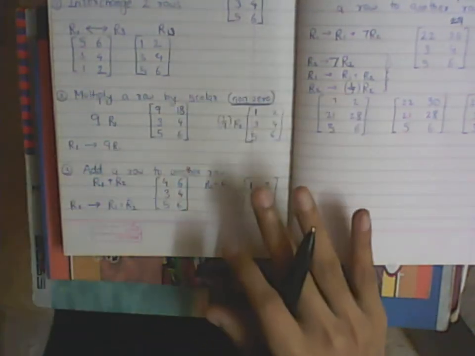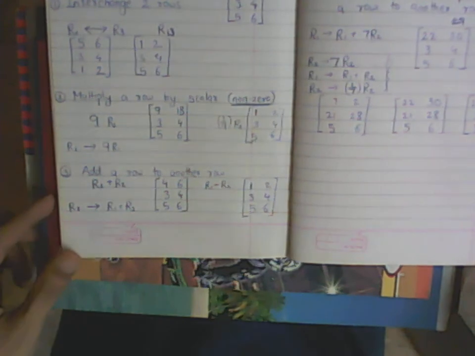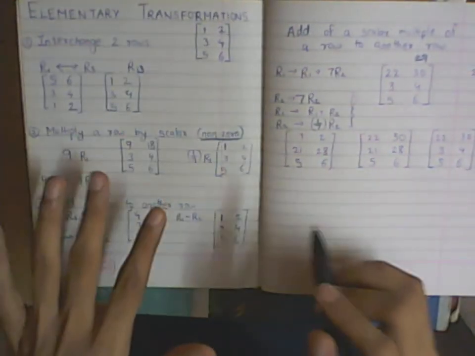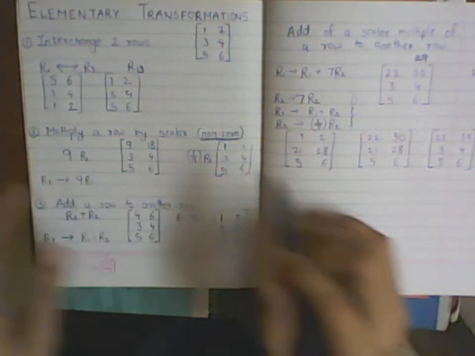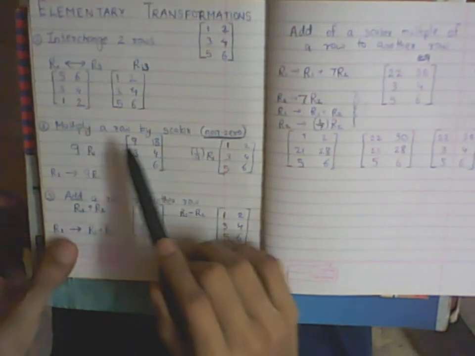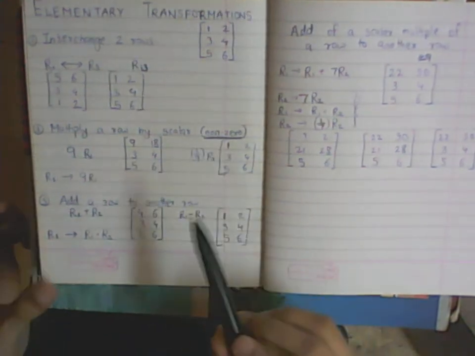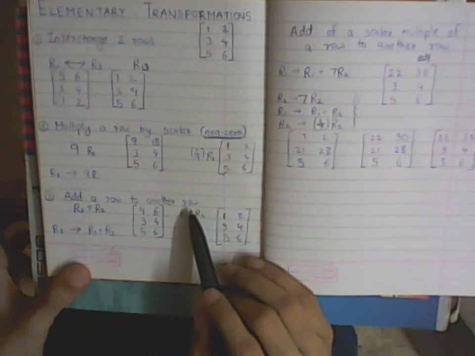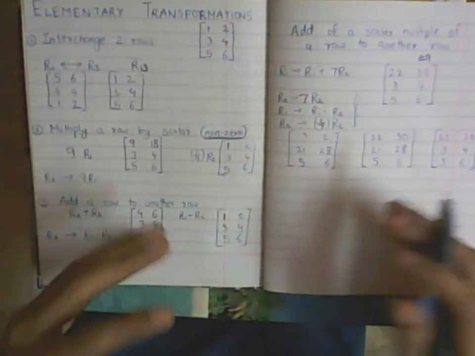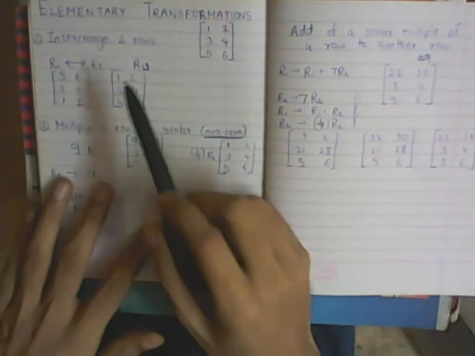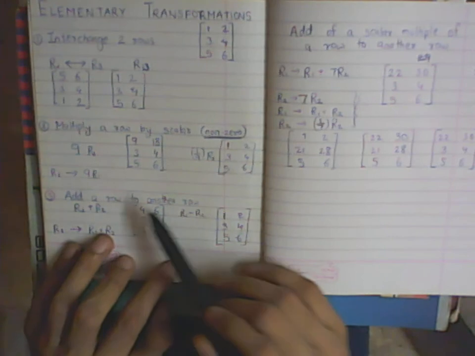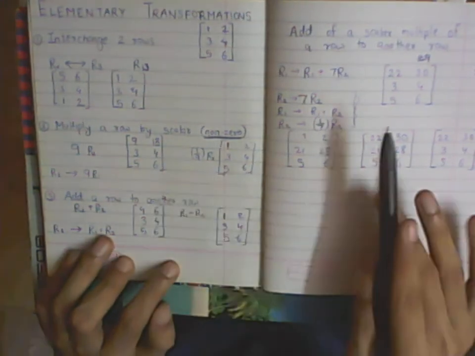It's not completely lost. The other thing to inform you about here is that you can do all of these with columns as well. So you can interchange two columns just like you are interchanging two rows. You can multiply a column by a scalar, of course non-zero, and you can add one column to another column. But the thing you can't do is jumble the rows and columns. So you cannot interchange one row with one column, or you cannot add one row to one column. So that's not an elementary transformation.